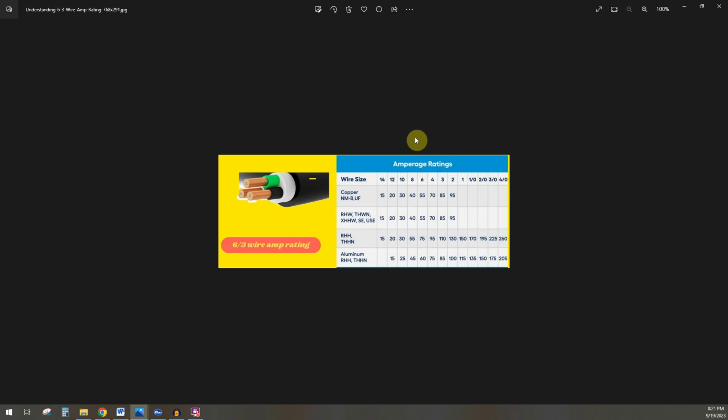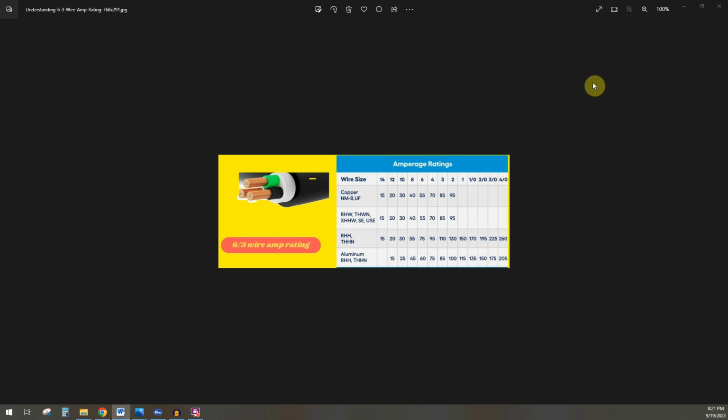So if you're going to use 6 gauge wiring for a 60 amp breaker, it needs to be THHN. 6 gauge THHN is rated at 75 amps, which is the way it should be. That means if it goes to 65 amps, the breaker pops and your wiring doesn't melt. So that's how you want to do it. Just be very aware of that when you're putting in a 60 amp breaker.